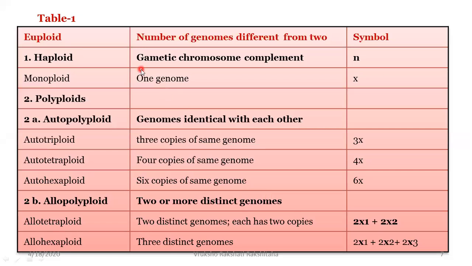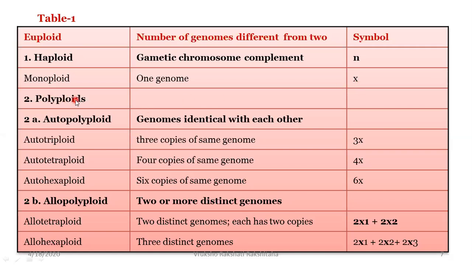Now please look into this table. The first column depicts the euploid. The second column shows the number of genomes which are different from 2. And the third column represents the symbol. In euploidy, the first type is haploid. It has the gametic chromosome complement and is represented by the symbol small n. Monoploid has one genome and is represented by the symbol small x.